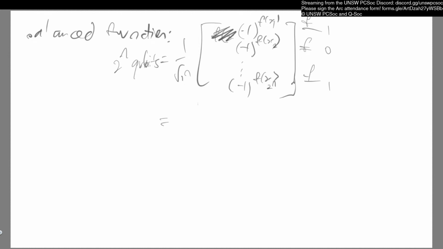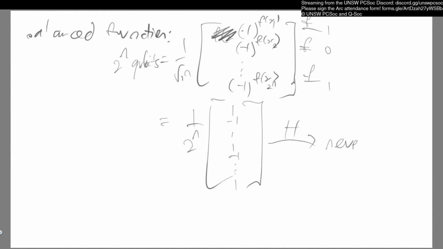Then you won't have a uniform plus 1 or minus 1 in front. You'll have some minus 1, some plus 1, some minus 1, some plus 1. Well, when you Hadamard that, then you'll never, ever get all zeros again. Because some of these might be ones, some of these might be zeros, and so you can instantly tell.